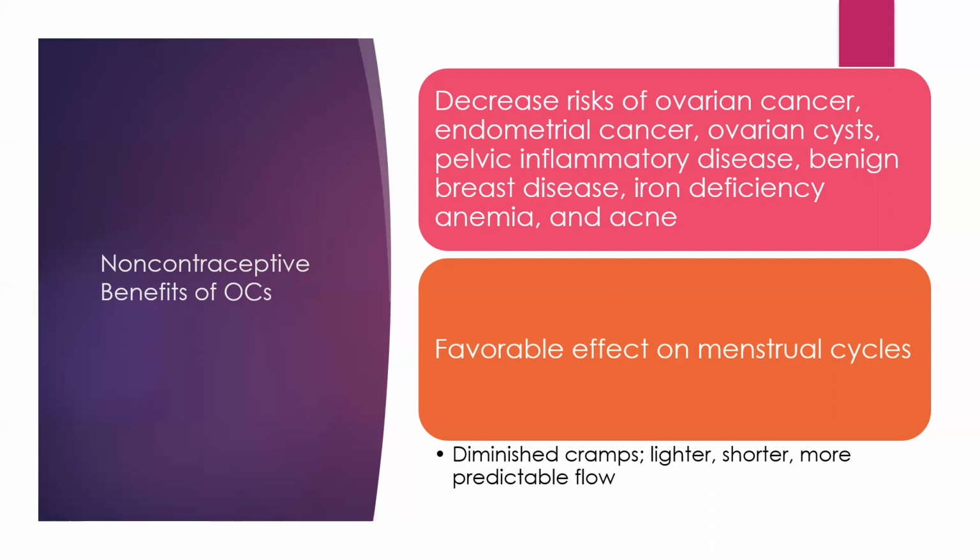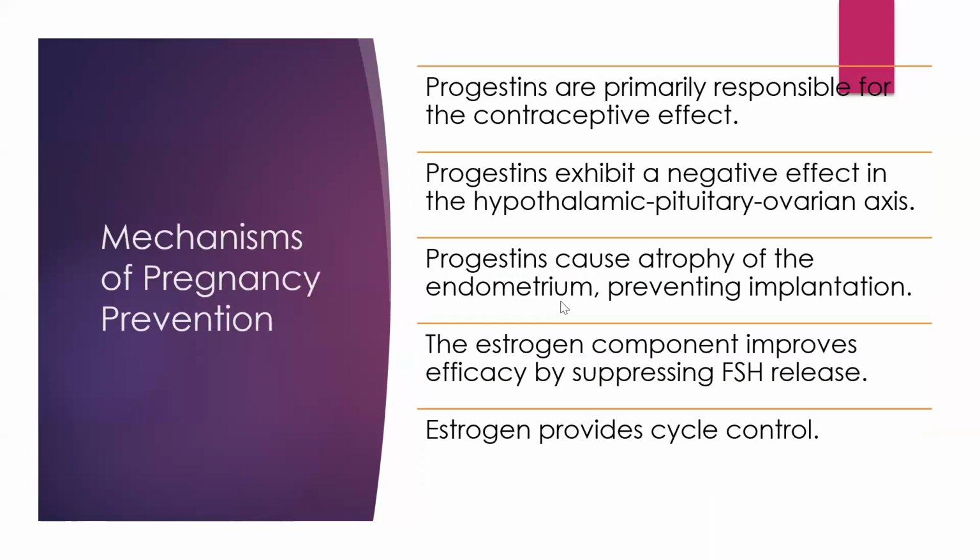So are we always only prescribing oral contraceptives to prevent pregnancy? I just gave you a whole list of other reasons that patients might come to us asking for these oral contraceptives. So progesterones are going to be primarily responsible for that contraceptive effect. They are going to work on the negative feedback of that HPA axis by acting on the endometrium and causing atrophy. So this will prevent implantation. It does improve efficacy by suppressing that follicle stimulating hormone release, and it's going to provide more cycle control.